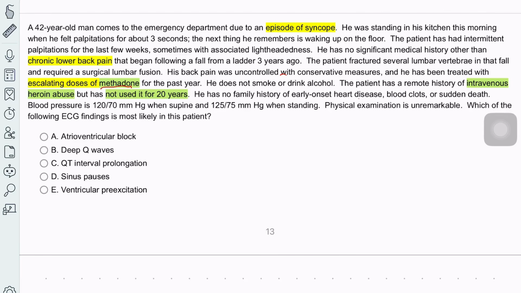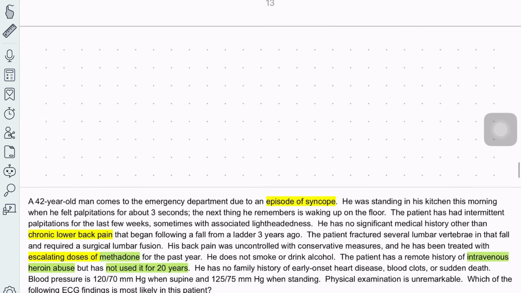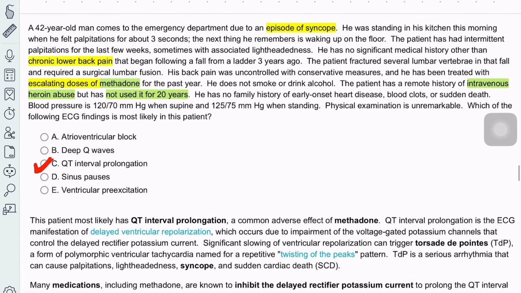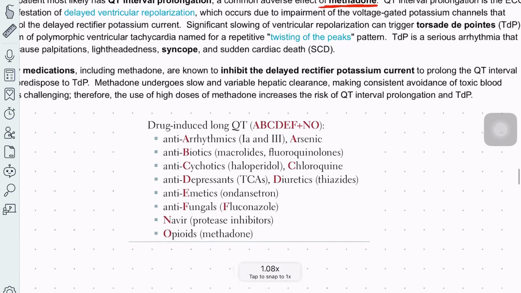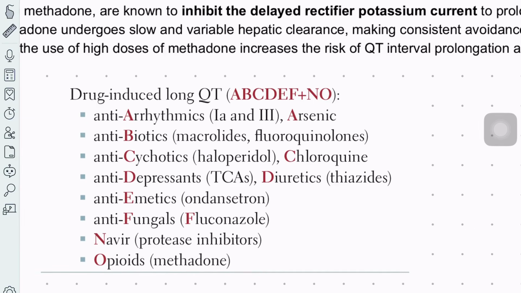Options are AV block, deep Q wave, QT interval prolongation, sinus pauses, ventricular pre-excitation. The answer is QT interval prolongation. So this patient most likely has QT interval prolongation, a common adverse effect of methadone. So let's see what are the drugs causing QT prolongation. So the mnemonic is A, B, C, D, E, F plus NO.